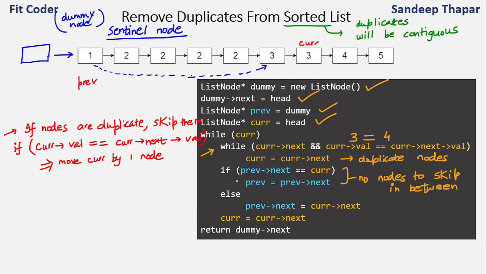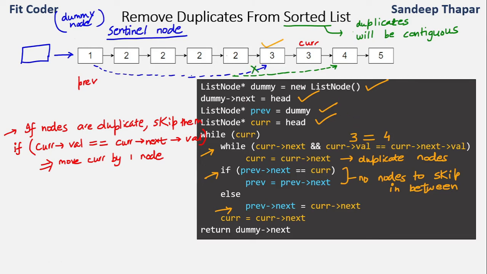We'll come out of the while loop and we'll go in the if statement. And here we'll check if previous next is equal to current. So previous was at 1, previous next is at this 3, but this is not equal to current. So this means there is still some node to skip. So we'll connect previous next to current next. So we'll make the link from 1 to 4. So we have removed this link as well.